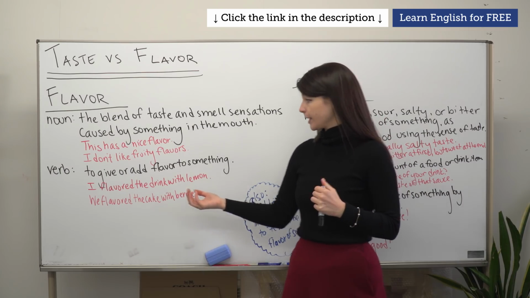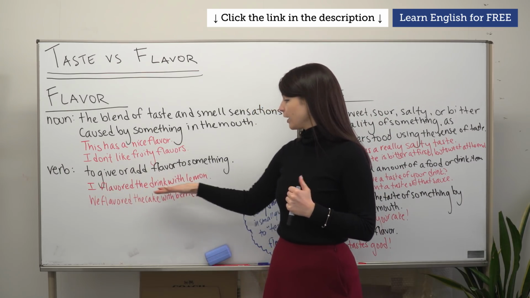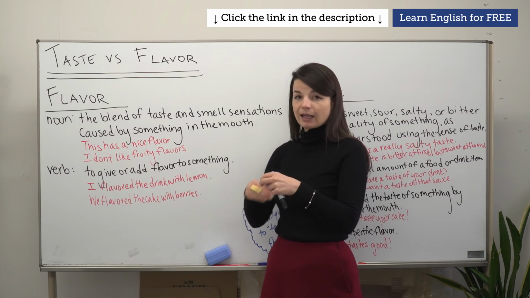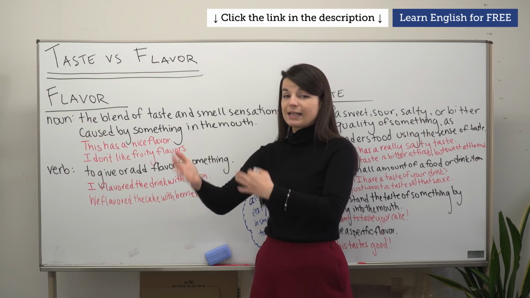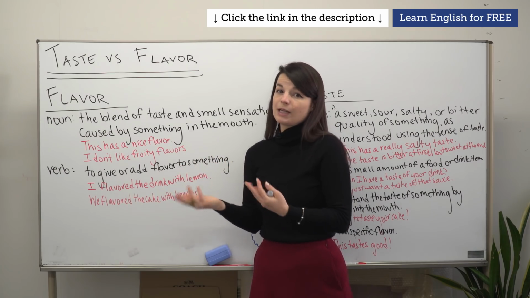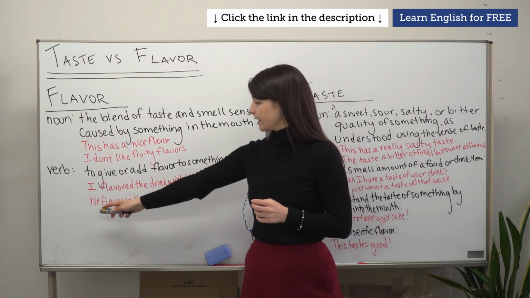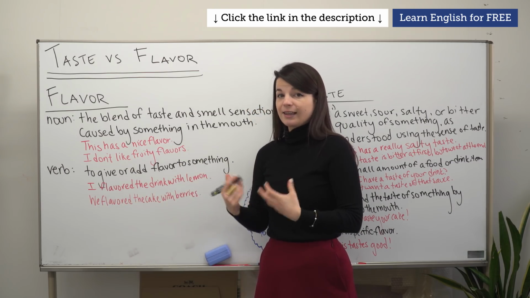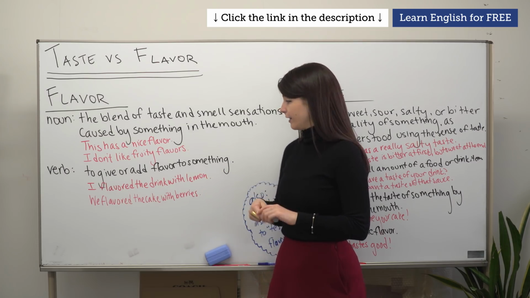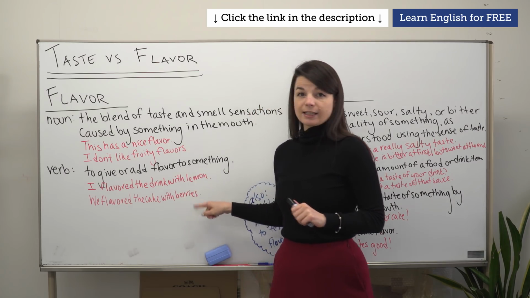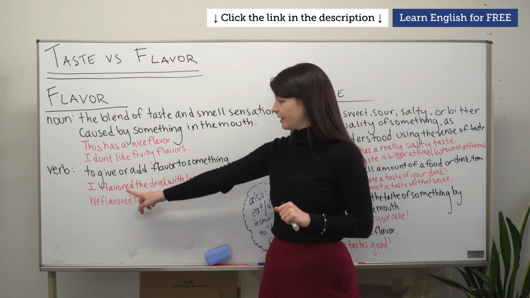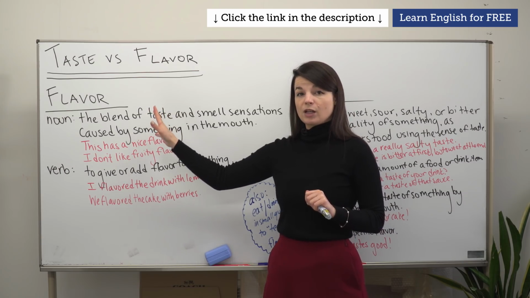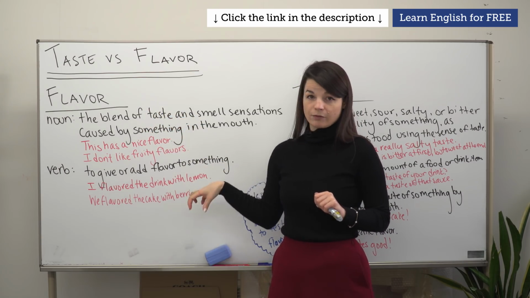So in some example sentences, I flavored the drink with lemon. Here we see it in past tense. I flavored the drink with lemon, meaning I added lemon to the drink to create a new flavor, to create a new taste. We can also use it in this sentence. We flavored the cake with berries. So by adding berries, it changes the taste or it changes the flavor of the cake by adding some ingredient, in this case, berries. So I've used the past tense here. Flavored is the past tense. So these are the two ways primarily we can use the word flavor as a noun and as a verb.